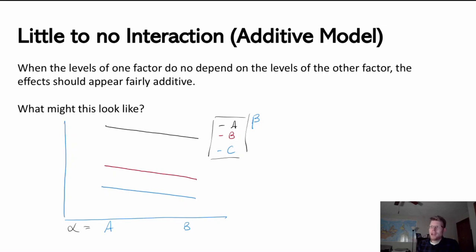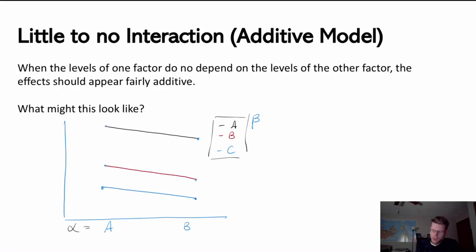Then the effect on the alpha levels, if this is like alpha 1, this is like alpha 2, then alpha 1 is a little bit above 0, alpha 2 is a little bit below 0, and I see that same kind of effect across all three levels of the beta term. And then for beta, I see that C has the lowest effect. B is somewhere closer to 0, but maybe a little bit lower than 0, and then A certainly has a positive effect.